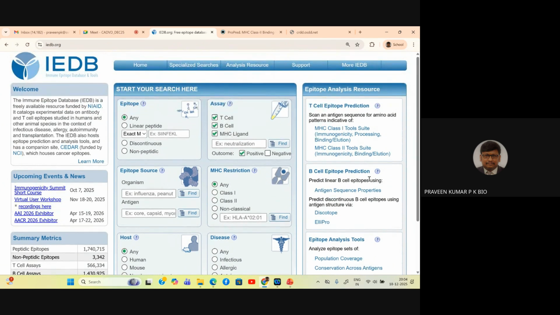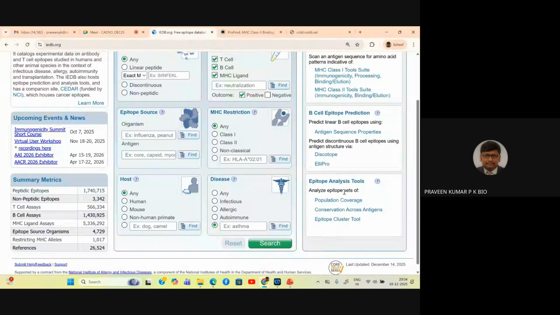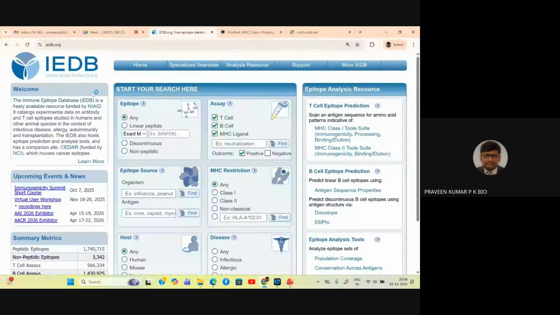For T cell based epitope prediction, we can use the tools present here. And for B cell, we can find this information. These are the tools used for B cell epitopes. Overall, epitope analysis tools can be found from this. And this is the summary statistics. One can explore this if you have time.